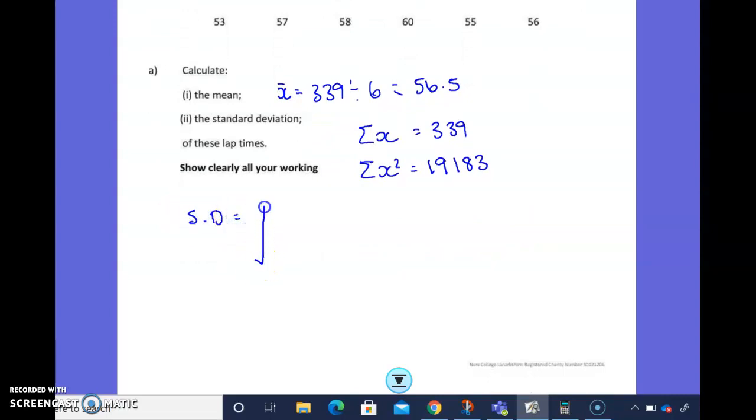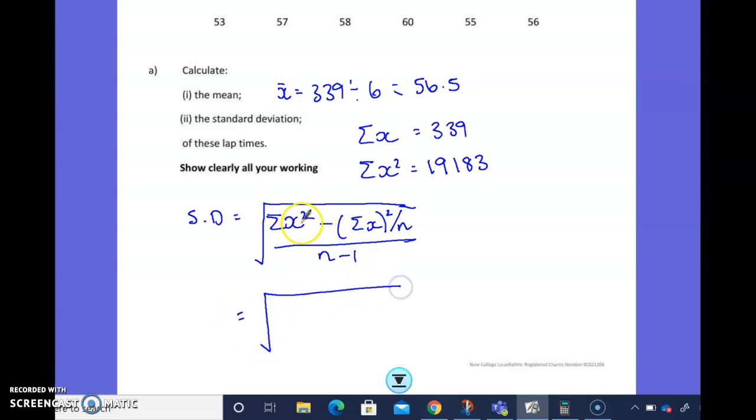Standard deviation is the square root of the sum of x squared minus sum of x all squared divided by n, all over n minus 1. Put some numbers into this. It's the square root, sum of x squared is 19,183 minus sum of x is 339, 339 squared divided by n, which is 6, divided by 6 minus 1.